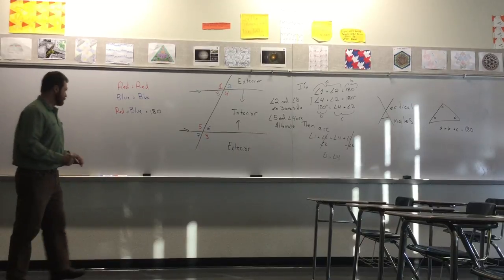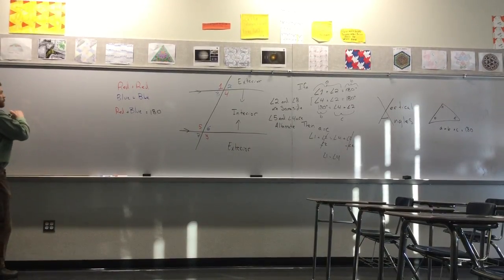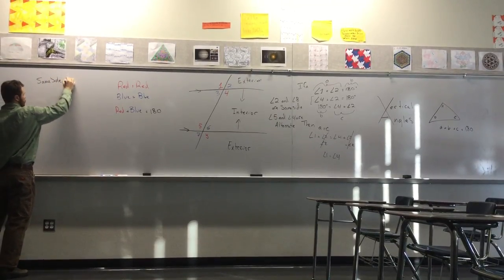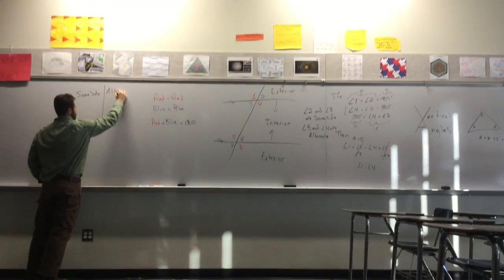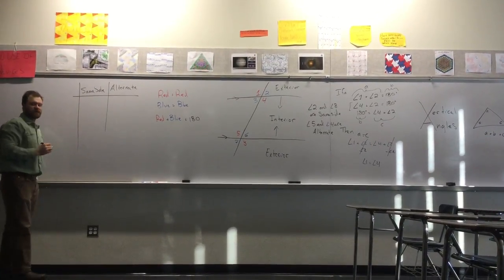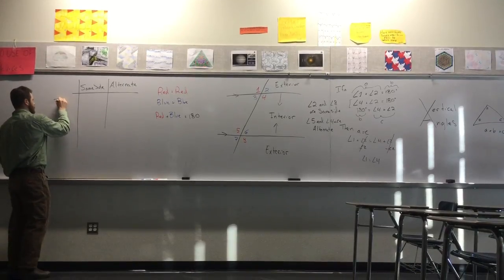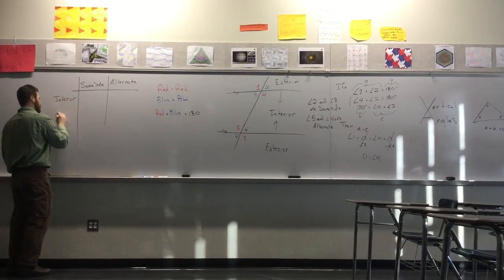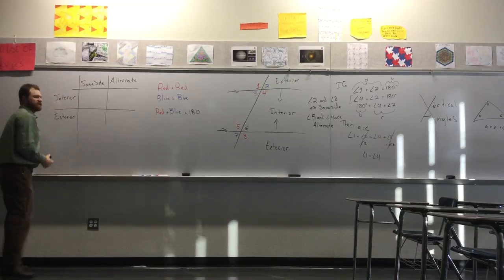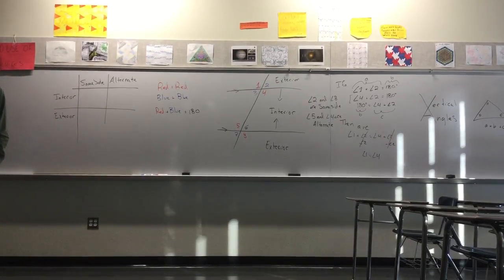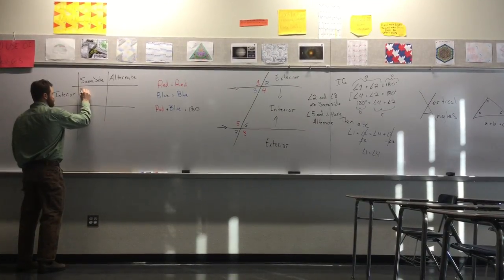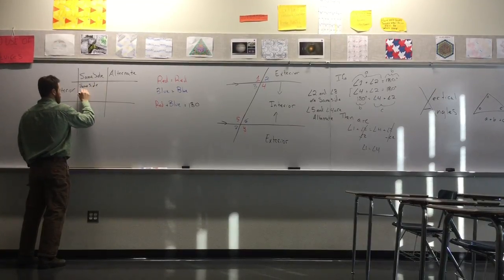So, with this, we can create this table. You're either same side, alternate, and similarly, you are either interior or exterior. And this is how the labeling convention is made for these angles, okay? So you have here, same side, interior.